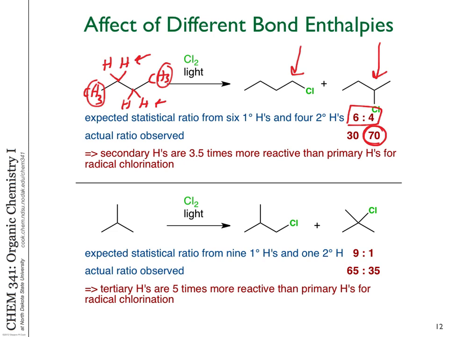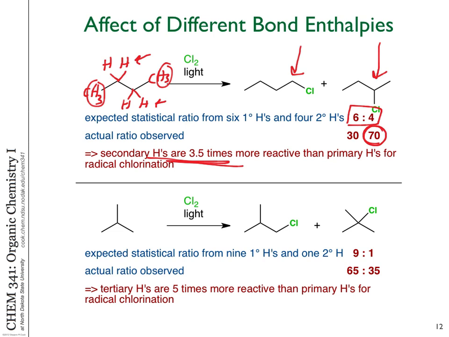Because in this reaction process, you break a CH bond. A secondary CH bond is weaker than a primary CH bond, and so what that means is that if you calculate out the statistical difference from what you expect and what you actually get, secondary hydrogens are 3.5 times more reactive than primary hydrogens for chlorination.